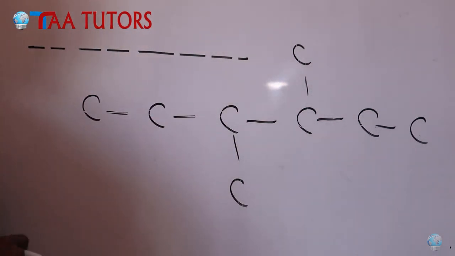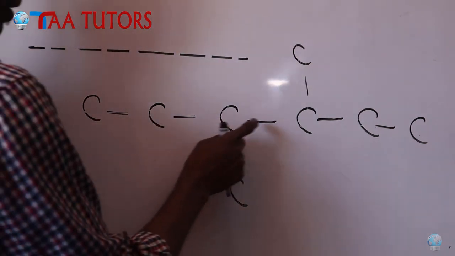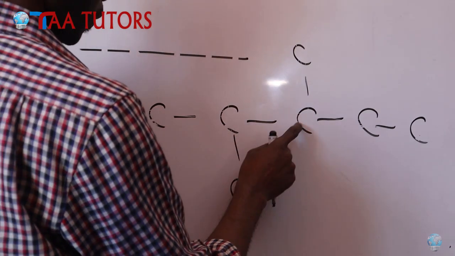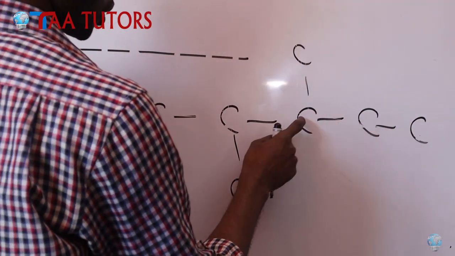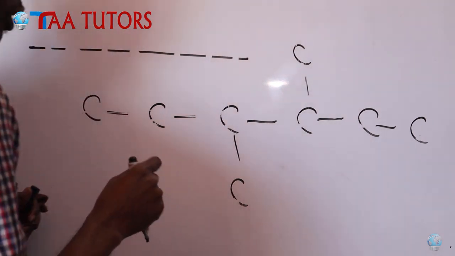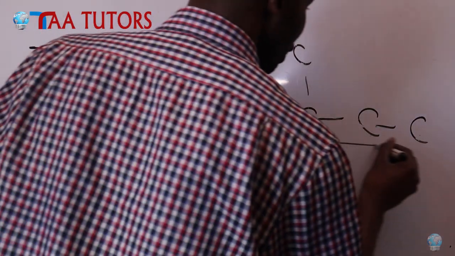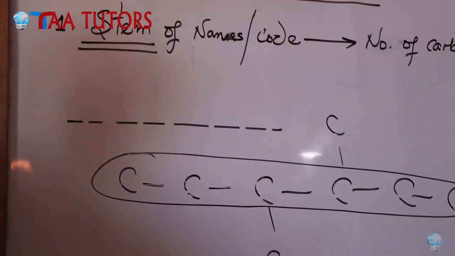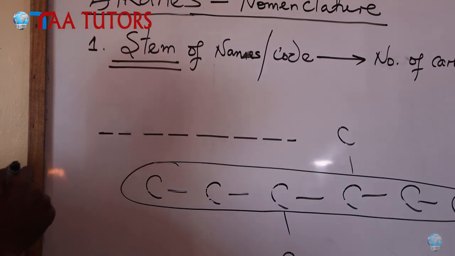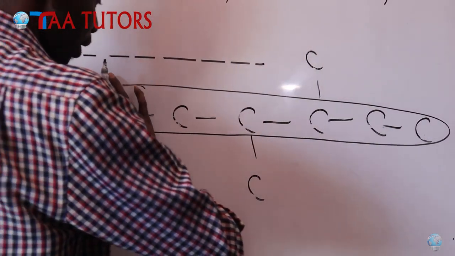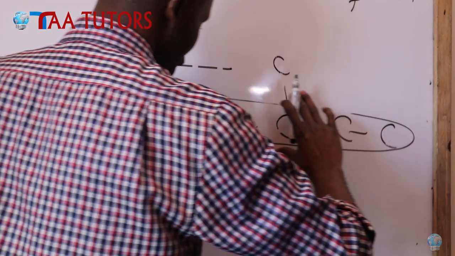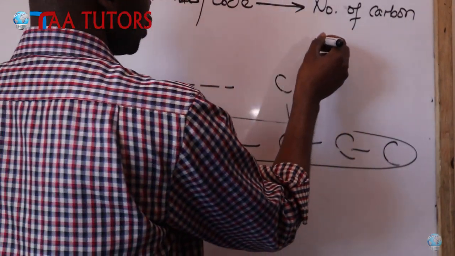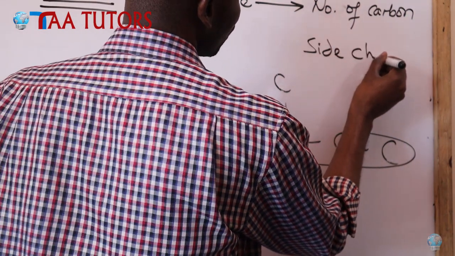Now, the longest of these, for example, I count 1, 2, 3, 4, 5, 6; 1, 2, 3, 4, 5; 1, 2, 3, 4. So this one is the longest. The longest here is going to be represented by the stem name, or the stem of the name. It means that when we give the name using this longest chain, the rest become the branches. These branches here, we call them side chains. We are going to talk about these side chains later on.